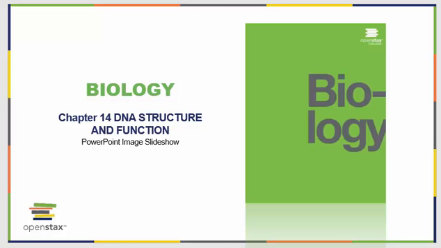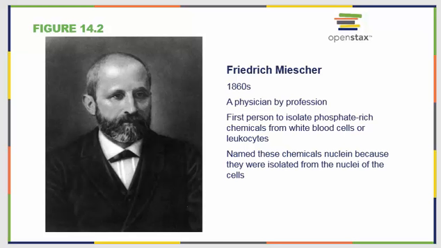DNA structure and function. Let's look first at the work that defined DNA as both a genetic material and a transforming principle. We will begin with Friedrich Miescher, who was a physician working in the 1860s. He was the first person to isolate phosphate-rich chemicals, now known as DNA, from white blood cells, also known as leukocytes. He collected them by gathering up old used bandages from local hospitals, which must have been less than pleasant. He named the chemicals nuclein because they were isolated from the nuclei of the cells that he collected.